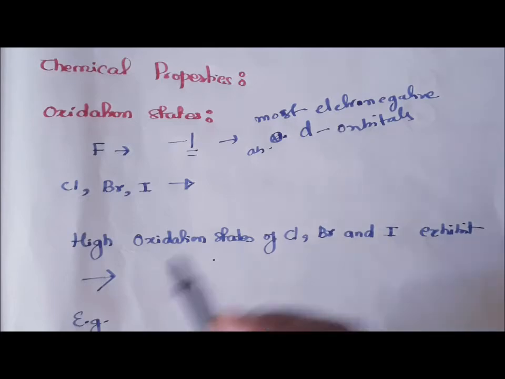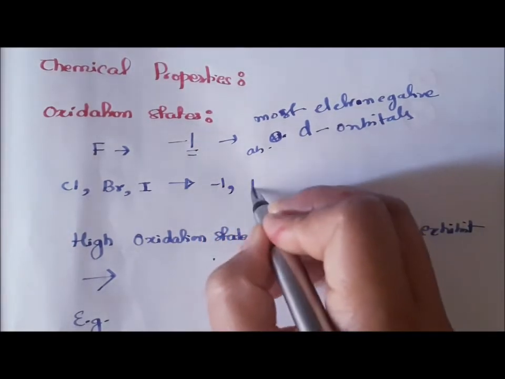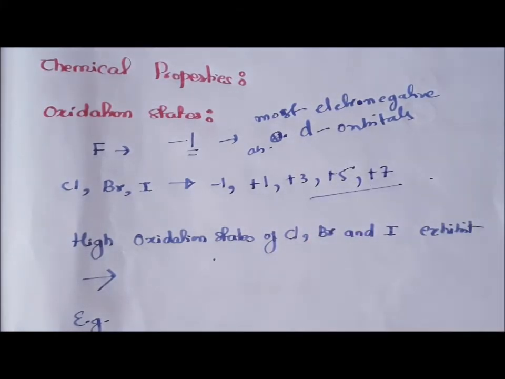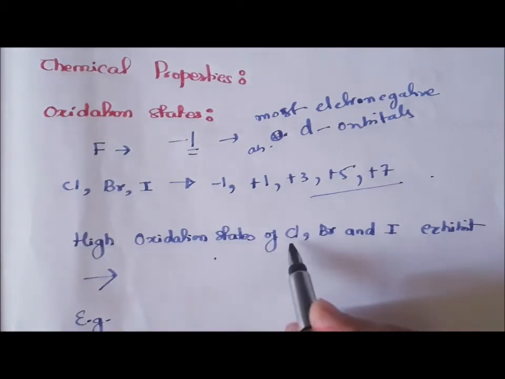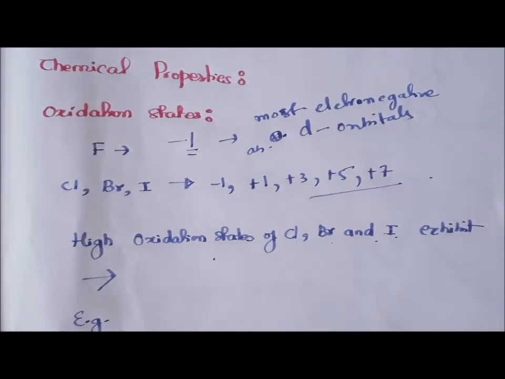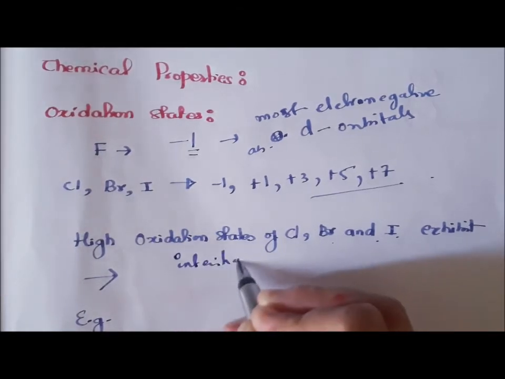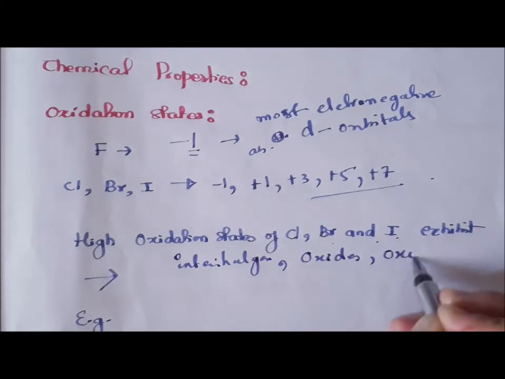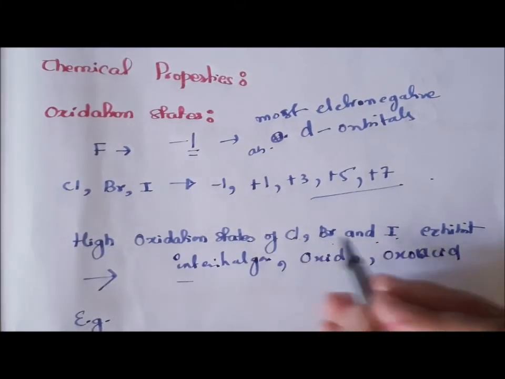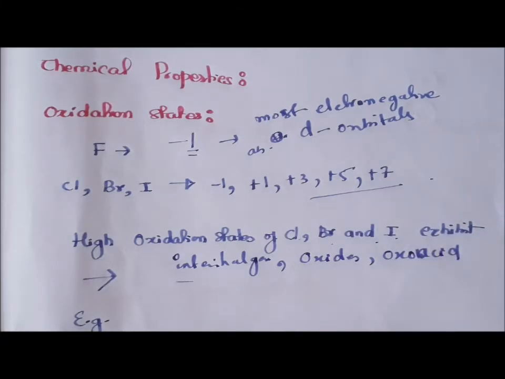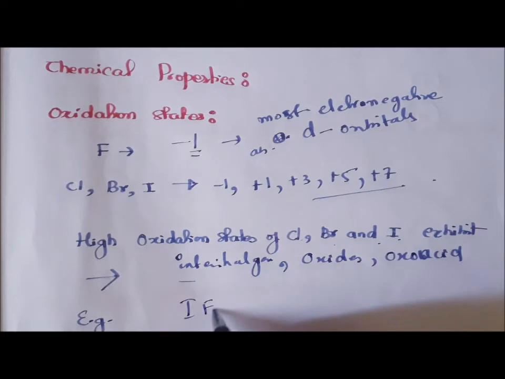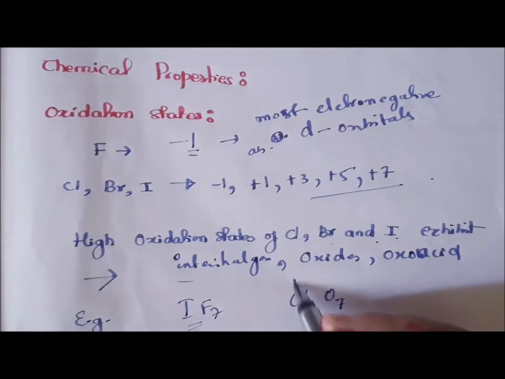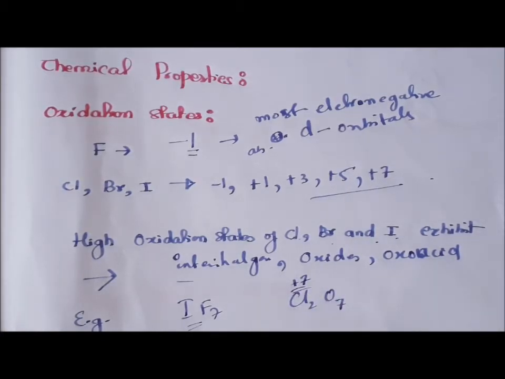Now chlorine, bromine, iodine show oxidation state -1. They also show +1, +3, +5, +7 oxidation states. The high oxidation states of chlorine, bromine and iodine are shown in interhalogen compounds, then in oxides, then in oxoacids. So chlorine, bromine and iodine show the maximum or high oxidation state. Just say interhalogen IF7, where the oxidation state is +7, Cl2O7, where the oxidation state of chlorine is again +7. So these are the examples.